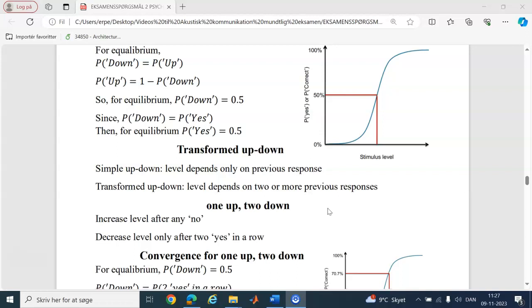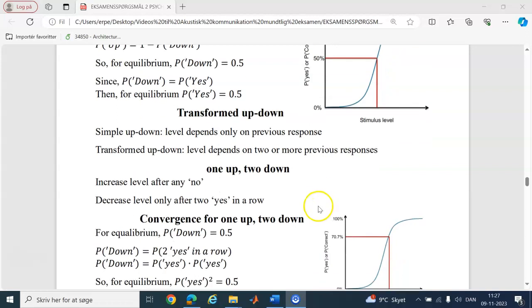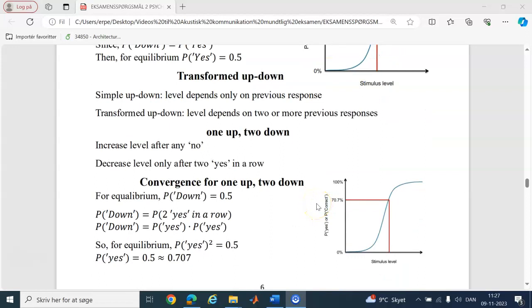There could be 1 up, 2 down. What does that mean? You increase the level after a no, and decrease the level after 2 yes in a row. So, convergence for 1 up, 2 down. At equilibrium, P down is a half. But P down is the same as the probability of 2 yes in a row. And so P down is P yes times P yes.